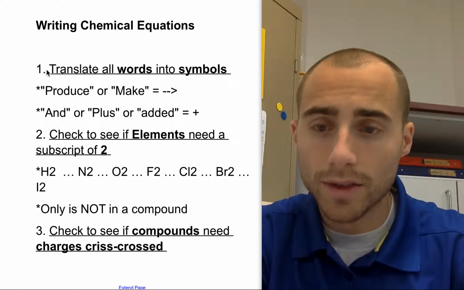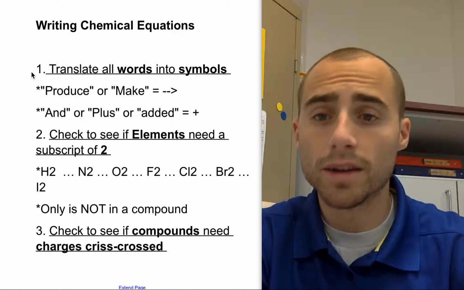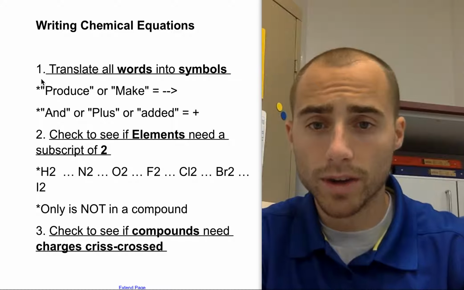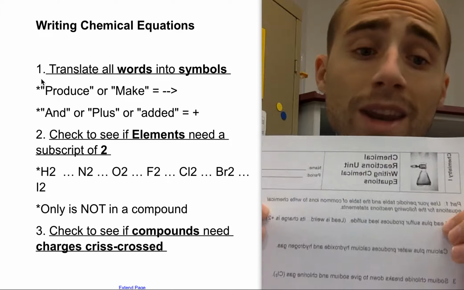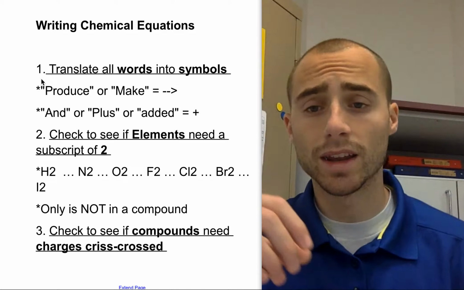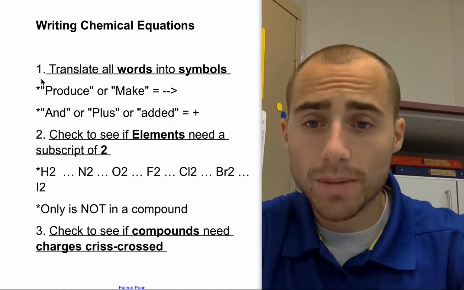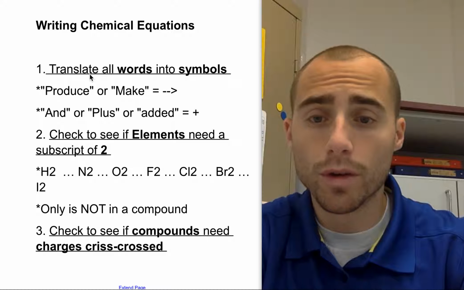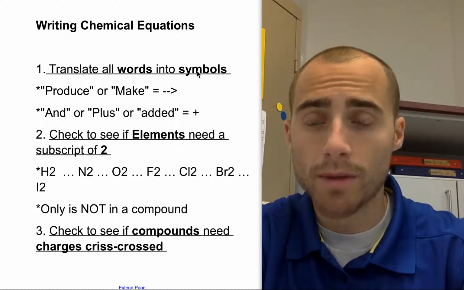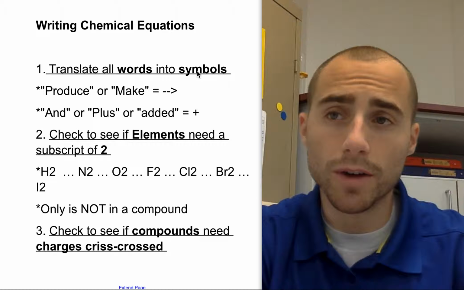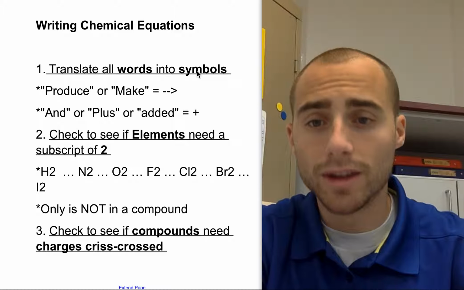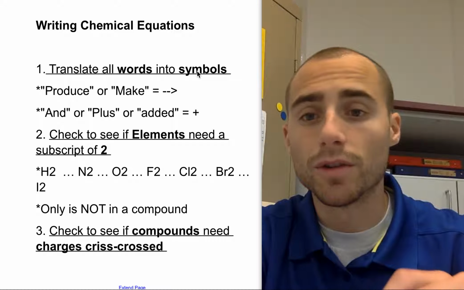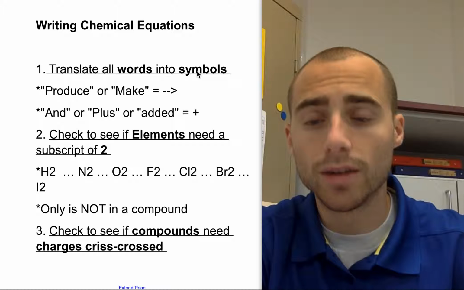So, step 1, whenever we are given a written chemical equation. By written chemical equation, I'm thinking one like this, where it's written out in words and we have to translate it into symbols. The first step you take is to translate all the words into symbols. So like if it said lead, you would convert that to Pb. If it said carbon, you'd convert that to C. So you go through first and you convert every single word into a symbol.